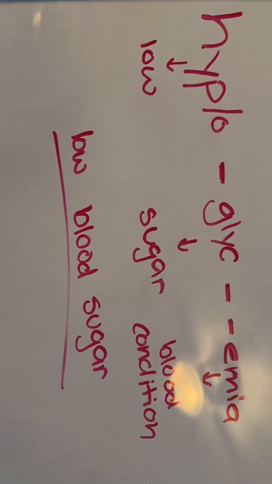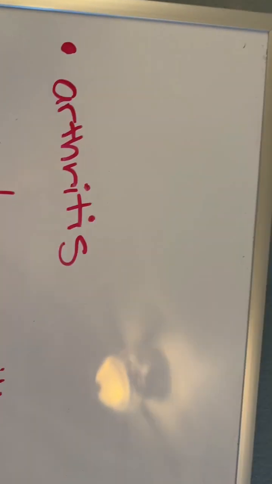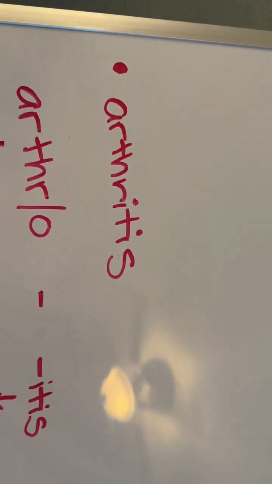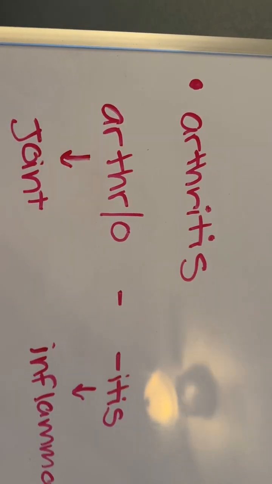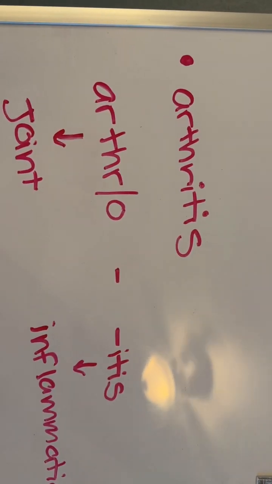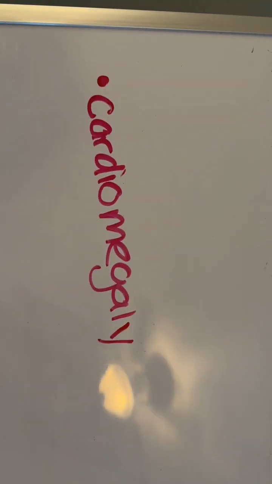This makes sense, right? Let's do another one. You've likely heard of this disease, called arthritis. We can break it down into arthro and itis. Arthro meaning joints, and itis meaning inflammation. Arthritis is characterized by joint inflammation.